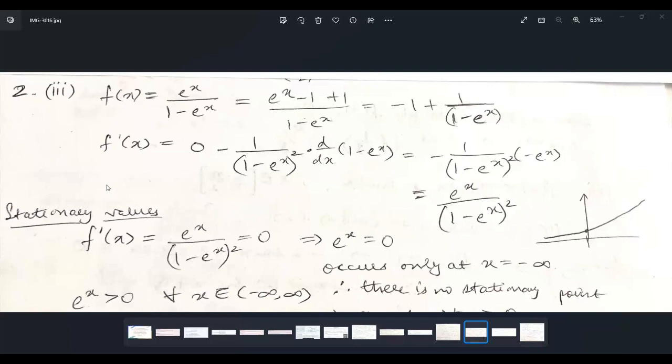Now to find the stationary values, what I do is equate f dash x to 0. So when I equate f dash x to 0, the numerator has to be 0, that is e^x has to be 0. And we know that the exponential function never becomes 0, only at minus infinity. And e^x is always greater than 0 for all x belonging to minus infinity to plus infinity. Therefore, there is no stationary point.